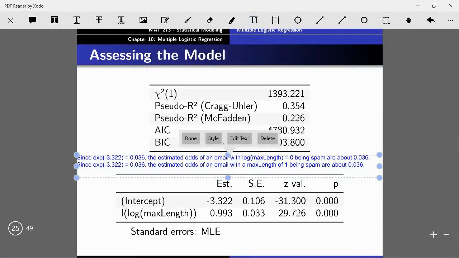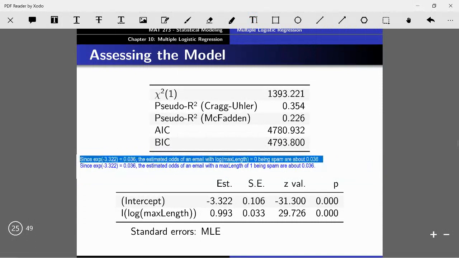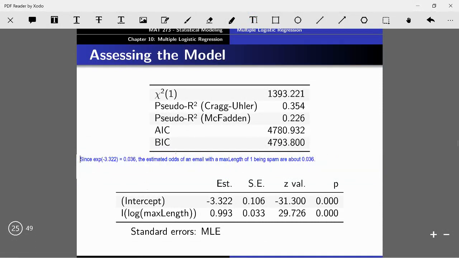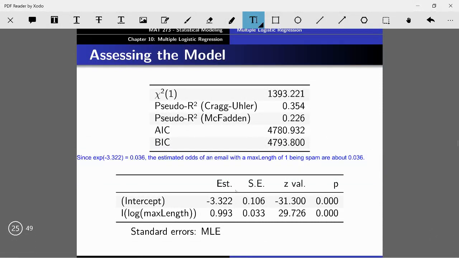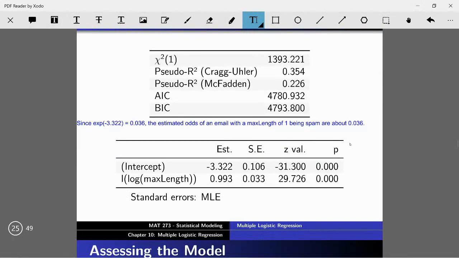So we're going to get rid of this top interpretation because it's bad. And we're going to say, since e to the minus 3.3 is about this, this is our interpretation. Again, a little bit more tedious with the interpretations for logistic regression, but the more we practice them, the more it'll become natural and make sense, I think.